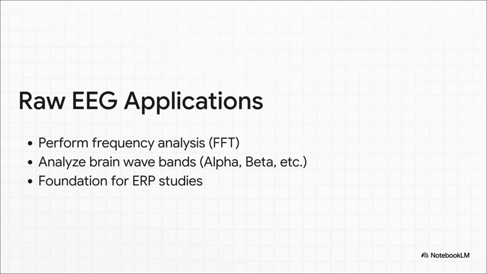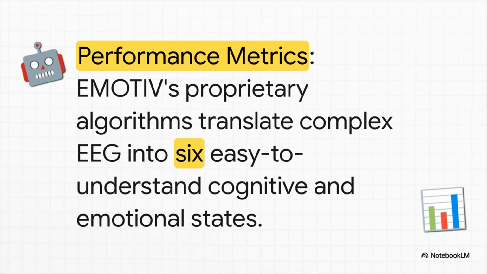With this raw data, you have total control. You can do your own frequency analysis, look at brainwaves like alpha and beta. It's the absolute bedrock for serious neuroscience, like event-related potential studies, which is really just a way of seeing exactly how the brain reacts to a specific image or sound. But hey, maybe you don't want to get your hands dirty with all that raw signal processing. No problem.